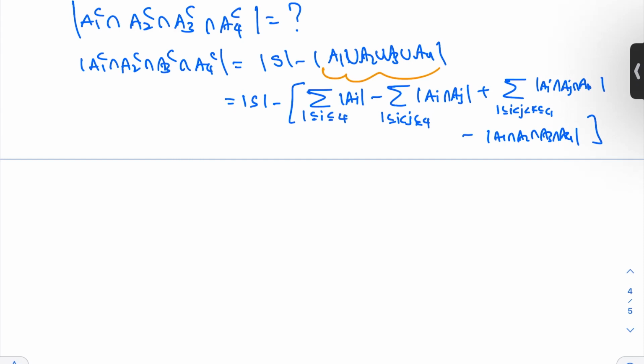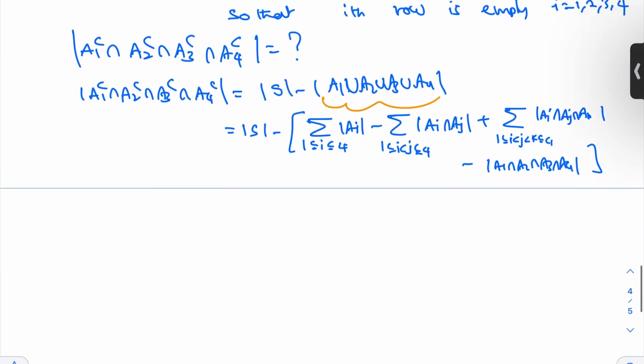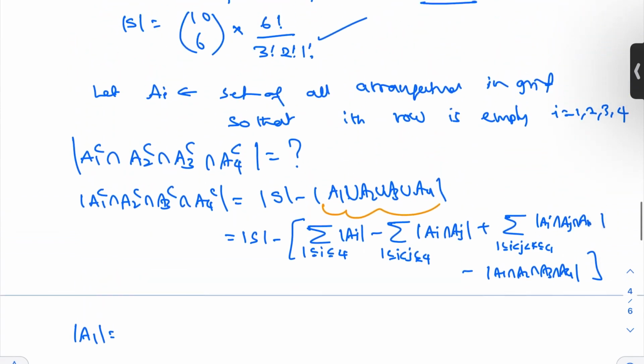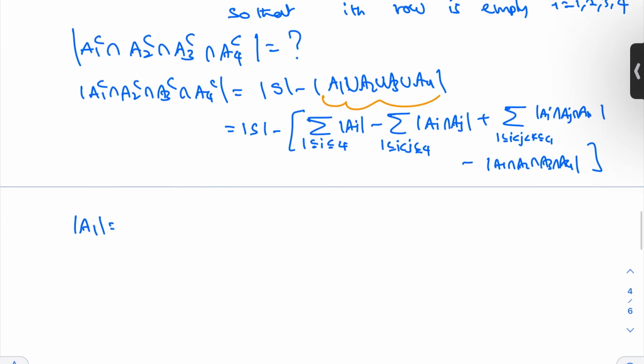Okay, now we already know the number of elements in S. We got a count. Now let us see what is the number of elements in A1. So A1 is what? All arrangements in which row 1 is empty. If you want row 1 to be empty, don't use row 1 at all. Then we have 9 cells. In 9 cells, we have to arrange 6 letters. So 9 choose 6, again 6 factorial by 3 factorial, 2 factorial, 1 factorial.